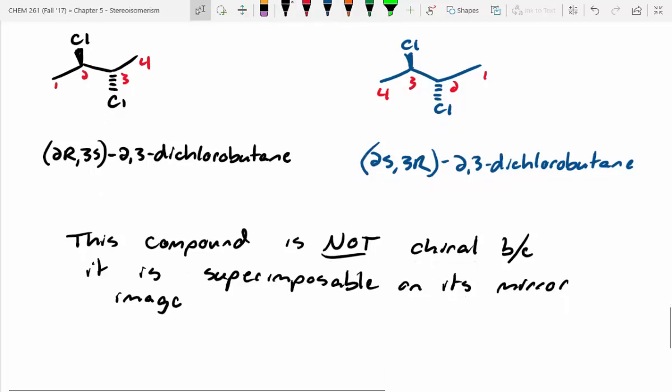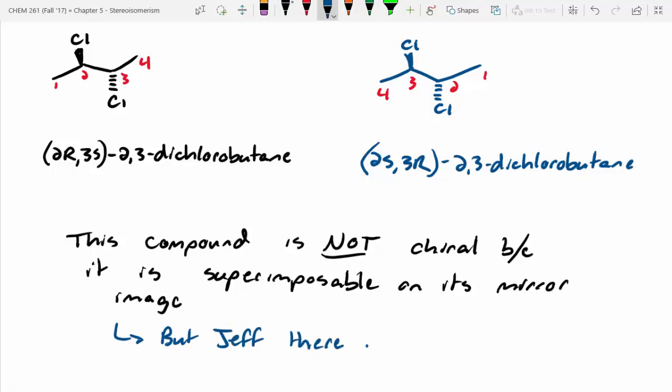At which point a student will say this to me, but Jeff, there are stereocenters. Right? People get really hung up on the idea of stereocenters always being involved in chirality. We just saw an example, though, where stereocenters aren't involved in chirality. So what do you think's going on here? I'll give you a hint. It has to do with the trick I showed you with the pod. Symmetry, right? Okay.